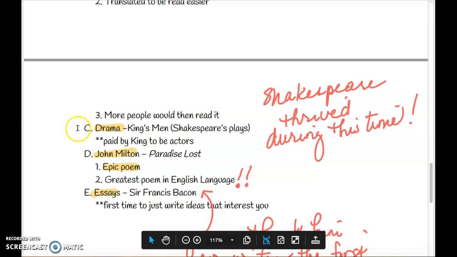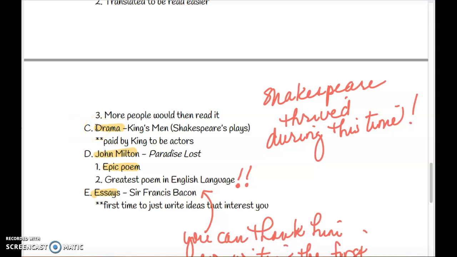The third item here, again, continuing with dramas. Shakespeare's men were called the King's Men. By this point in time, they were so popular that Shakespeare was able to make a living on his own. He wasn't sponsored by the kingdom anymore. He was able to be paid to be an actor, and his men too.